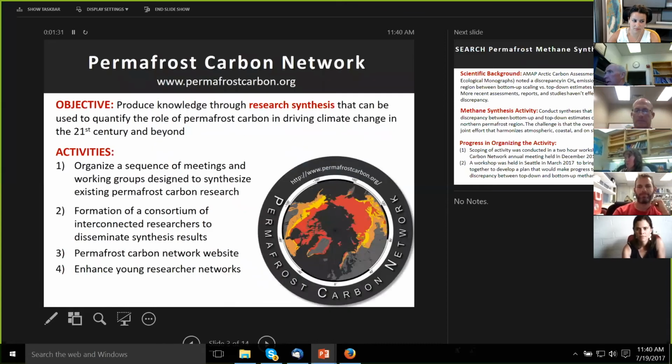So just a little background on the Permafrost Carbon Network. Its objective is to produce knowledge through research synthesis that can be used to quantify the role of permafrost carbon in driving climate change. Its activities are to organize a sequence of meetings and working groups to synthesize existing carbon research in the permafrost region. It has formed a consortium of interconnected researchers to disseminate synthesis results. It has a website, and another activity is to enhance young researcher networks.